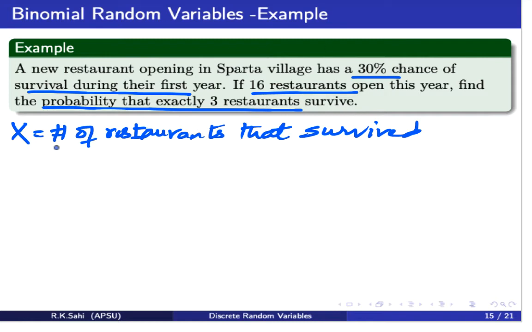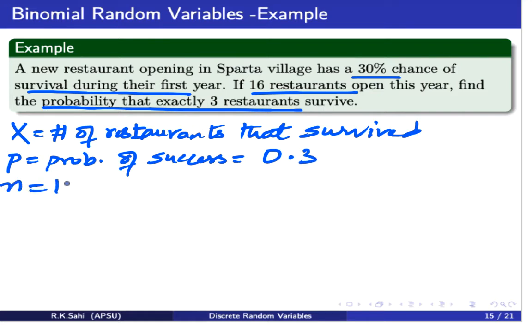Now, what's the probability of success of this survival? So the probability, little p, the probability of success is what? 0.3. It's 30%. Now, how many restaurants had opened? There were 16. So, two possible outcomes, probability of success is the same, fixed number of trials. In every trial, that means every restaurant is independent here. Okay, so this X has a binomial distribution. Now we write it in terms of parameters. N is 16, P is 0.3. Now we've taken care of that.